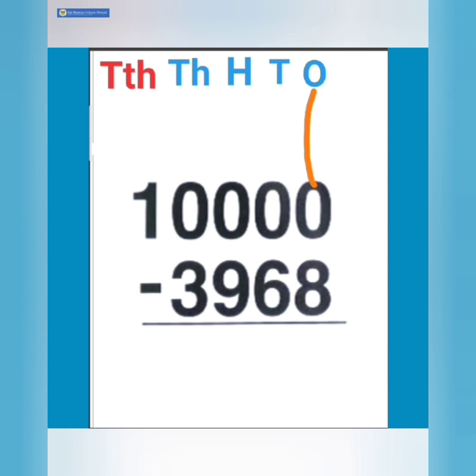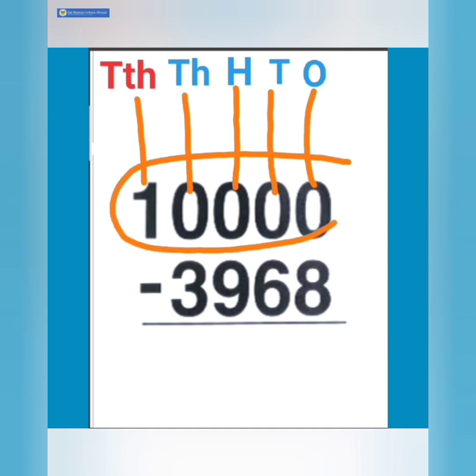This is the ones column, tens column, hundreds column, thousands column, and 10,000 column. The first number is arranged in its correct place. Let us check out the next one, that is 3968.